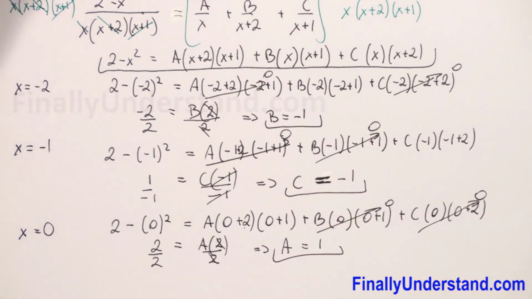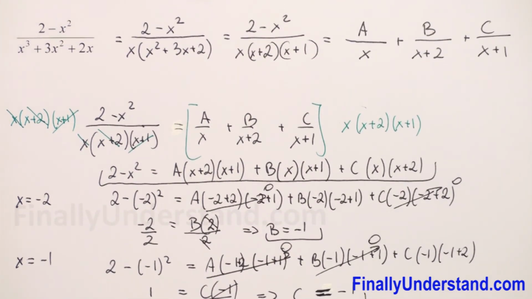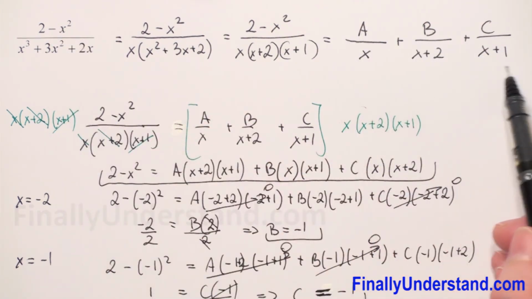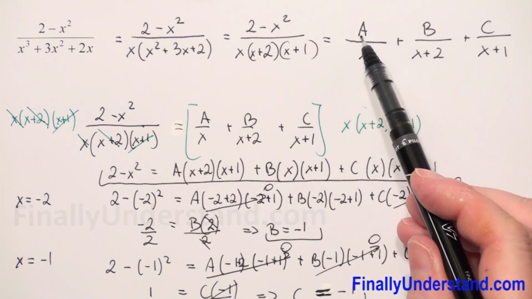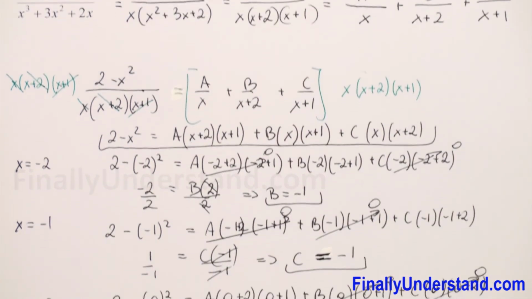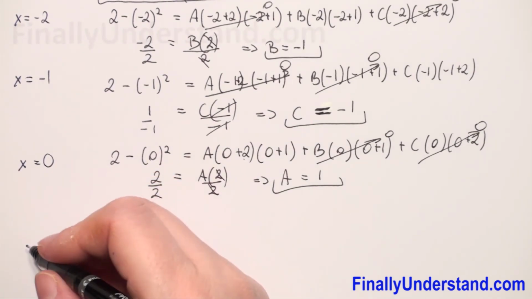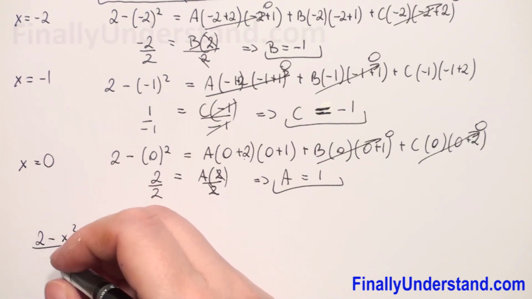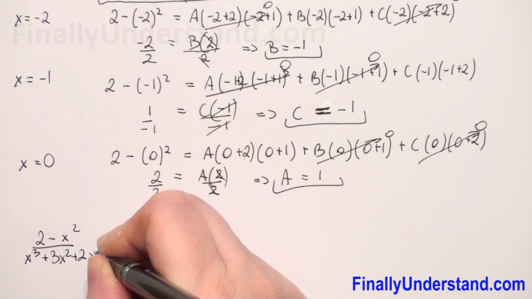So we can come back to the form which we have at the beginning. Our original fraction is equal to the sum of these three partial fractions. So now we have to just substitute a, b, and c by the constants which we found, and we have the solution of our example. So let me copy our original fraction. We have 2 minus x squared over x cubed plus 3x squared plus 2x.